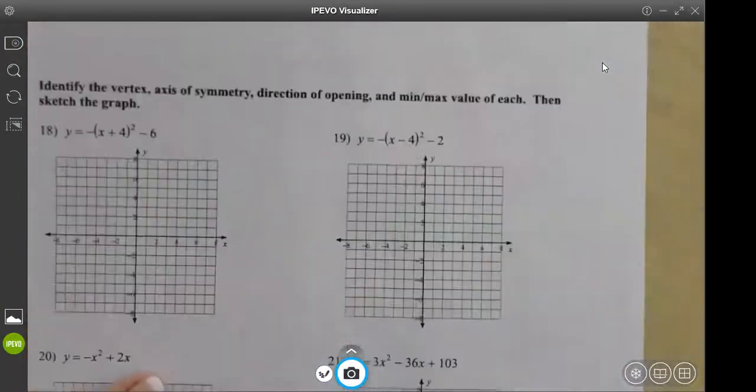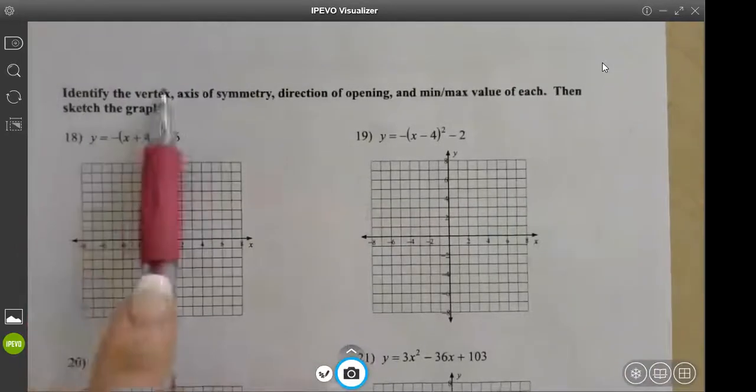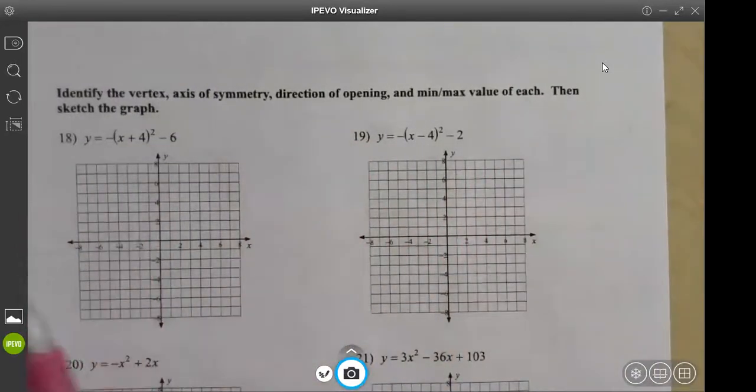And move to 18. 18 says identify the vertex, axis of symmetry, and direction of opening, which is what we did yesterday, and the min and max value, then sketch the graph. I do not care if you sketch the graph. If you have to do a graph on your test, it's going to be multiple choice. So you can just put it in your calculator and look at it. So put it into y equals and graph it on your calculator. Otherwise, you just have to pick out the rest of it. And I'm almost certain, if you pick out all of these, you don't have to worry about graphing it because that'll give you your multiple choice answer, okay?